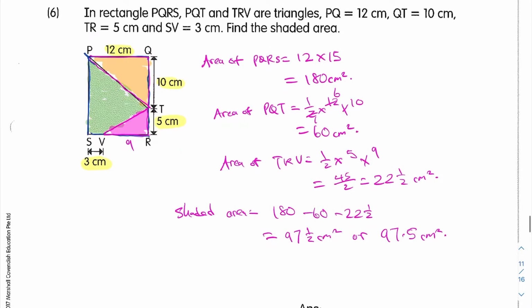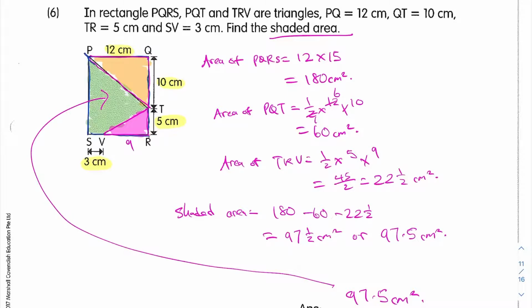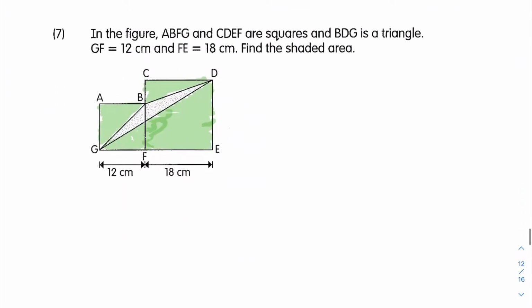So moving up a bit, so the shaded area would be 97.5 square centimeters, which is this part here. Okay. Next, question 7.